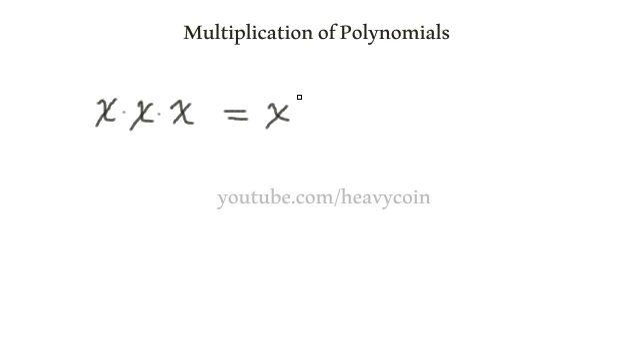So this becomes x to the third because there's three x's. But even if I were to have x squared times x to the third, that's supposed to be a 2 there, and we wanted to simplify this, this becomes x to the fifth power. Okay, there'd be 5 x's there.